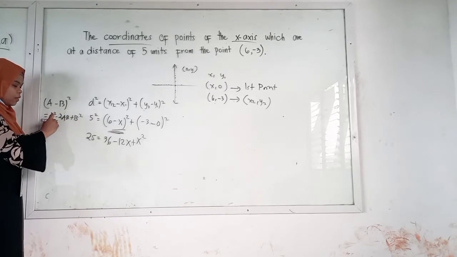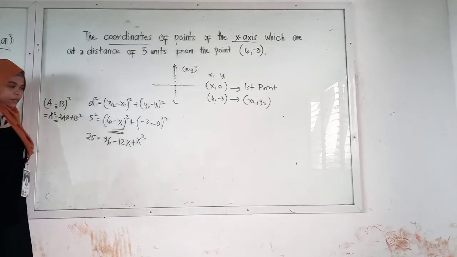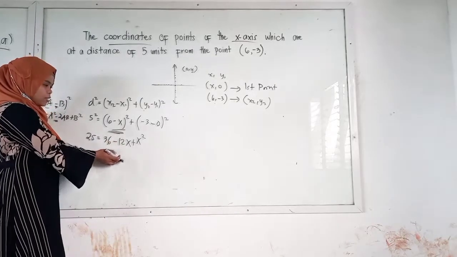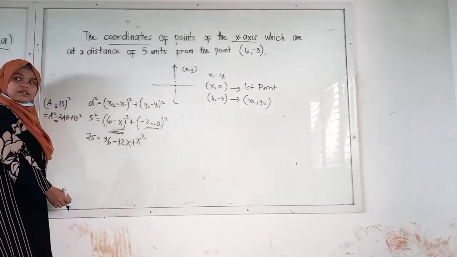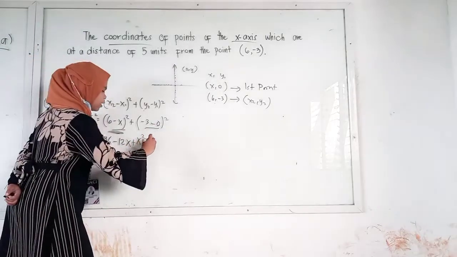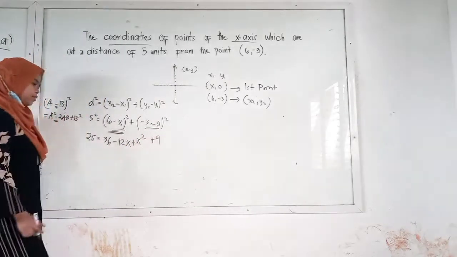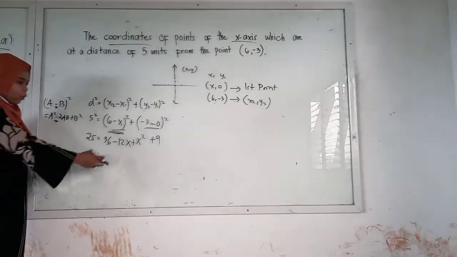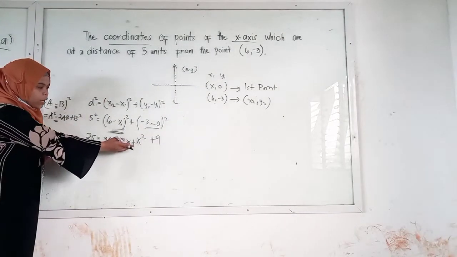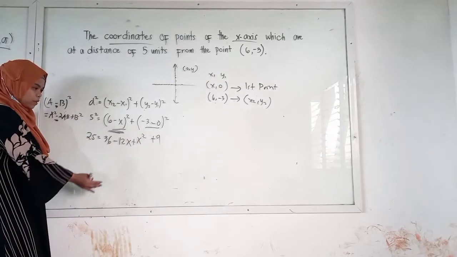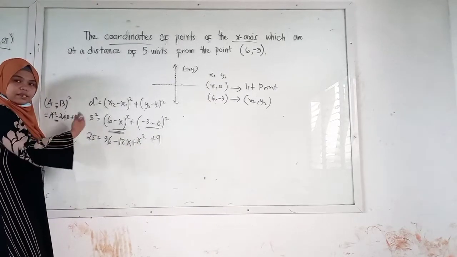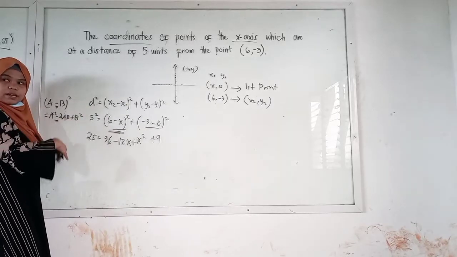So negative dito kasi negative yung nasa given. So minus 12x plus x squared. Negative 3 minus 0, that is negative 3. Quantity squared, that is positive 9. So now we have a quadratic equation because the degree of the variable is 2. Which means para ma-solve mo yan, lahat ng terms dapat nandito sa left side.